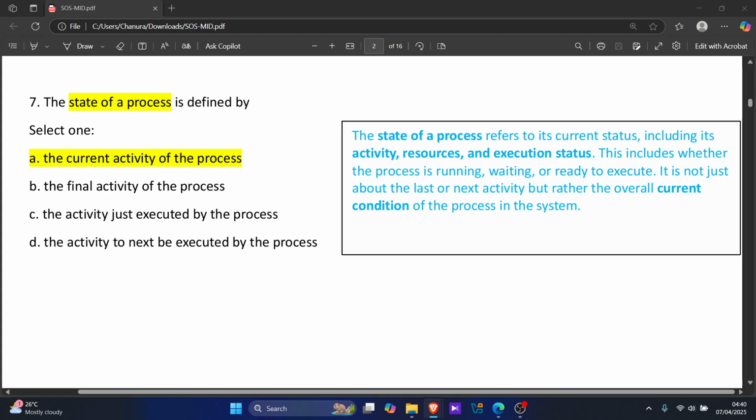But the explanation says the state includes activity, resources, execution status. So the activity is part of it, but the answer should be the one that best fits. Since the options are about activities, and the explanation mentions current activity as part of the state, maybe A is correct. Alternatively, if the options are about the execution status but the options don't have that. The given options are all about activities, not the state names. So maybe the answer is A. The explanation says the state includes the current activity, so the answer is A.